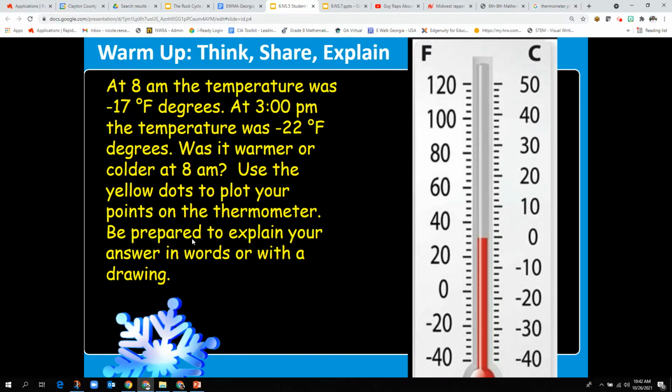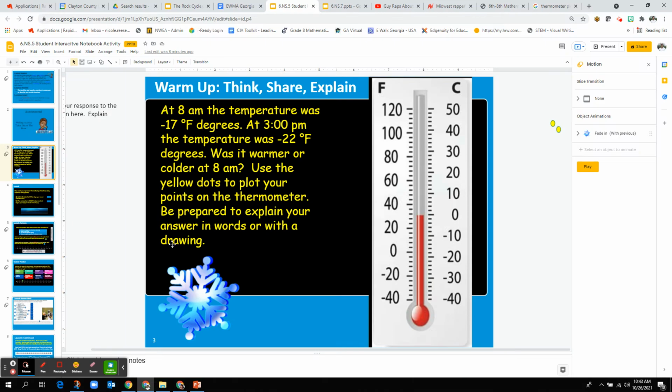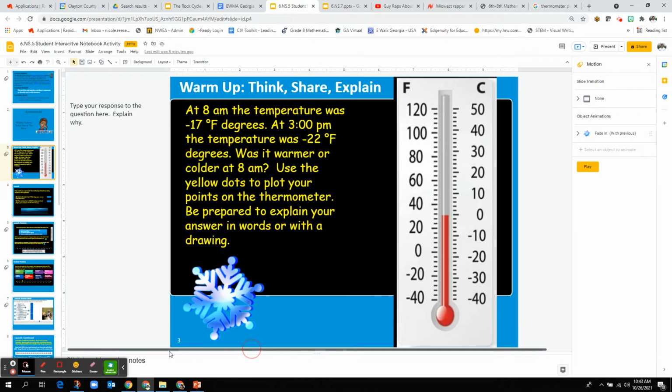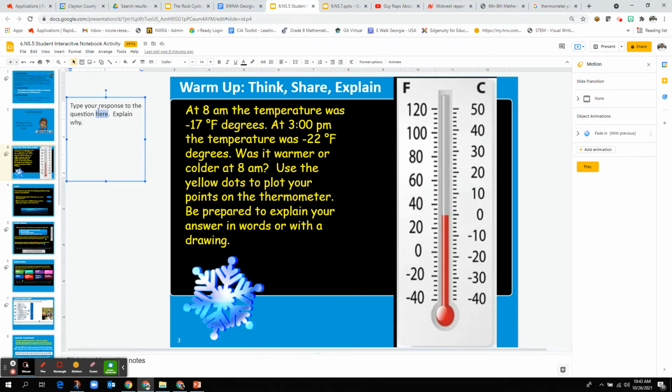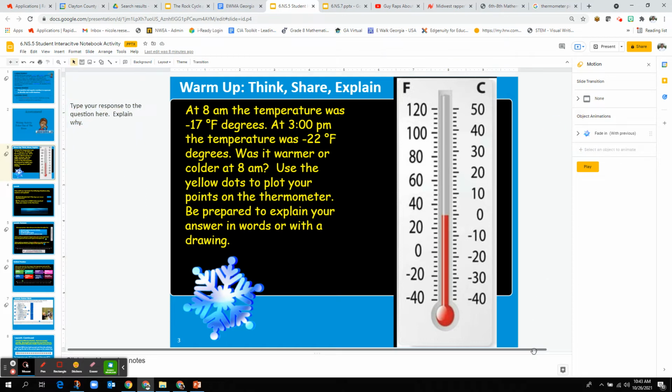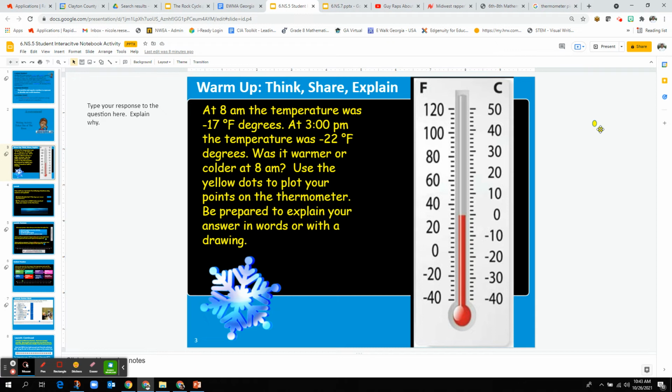Once you go to your PowerPoint or your Google Slide, you will notice that there is a section right here for you to type your response. You're going to delete this information here. You're going to type your response explaining why. Over here, you're going to use the dots that are located here to plot your points. So plot negative 17 over here, and then plot negative 22 and type your answer. Then you're going to come back.